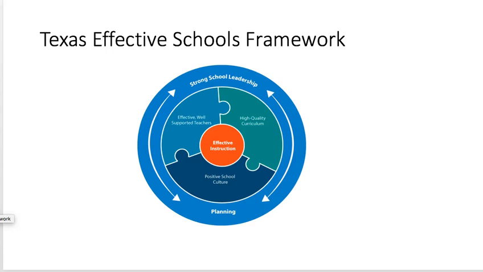The first is the Texas Effective Schools Framework. At the core of effective schools is effective instruction. There are 5 levers to this framework. Lever 1, strong school leadership and planning. Lever 2, effective, well-supported teachers. Lever 3, positive school culture. Lever 4, high quality curriculum. And lever 5, effective instruction.